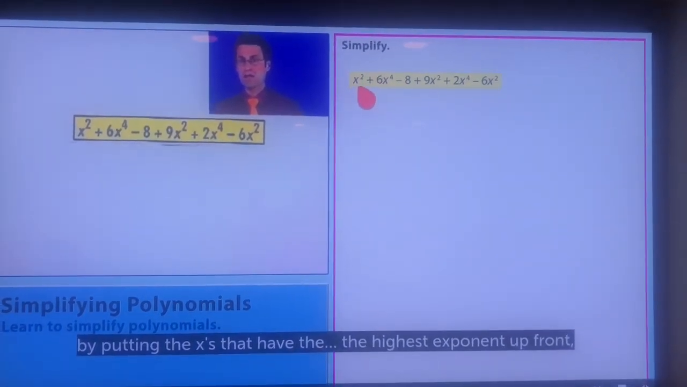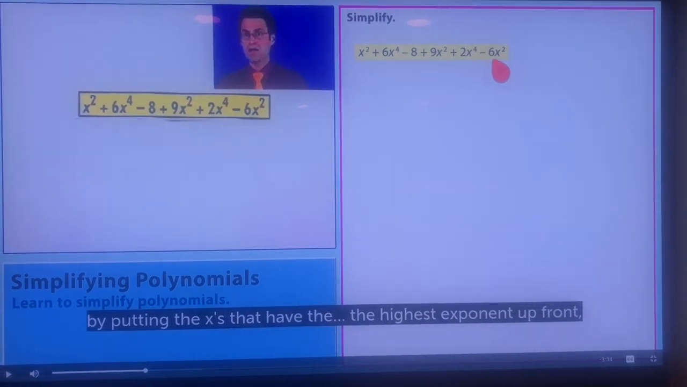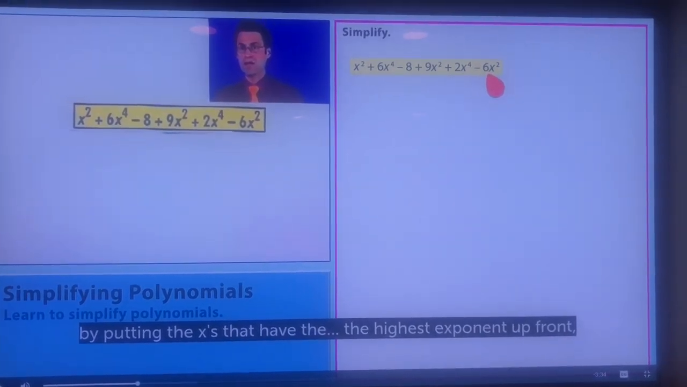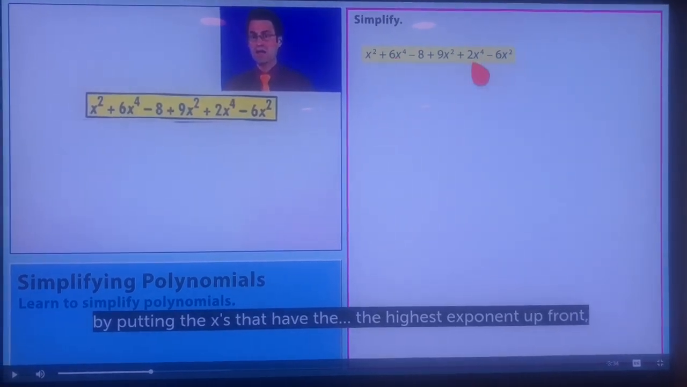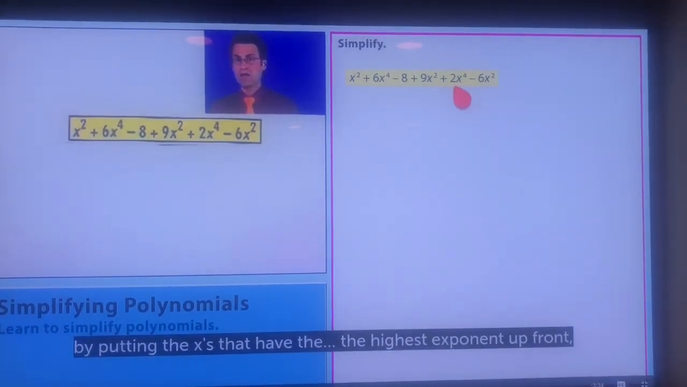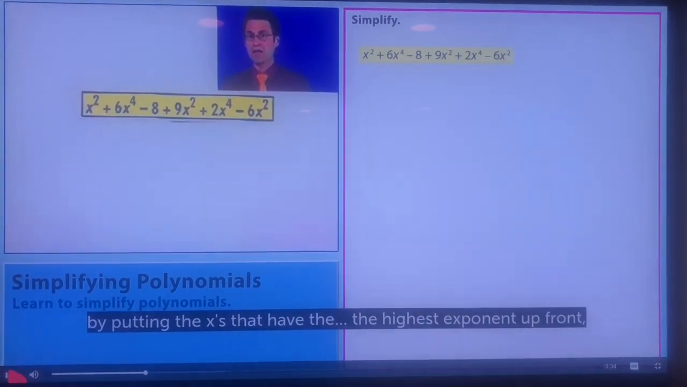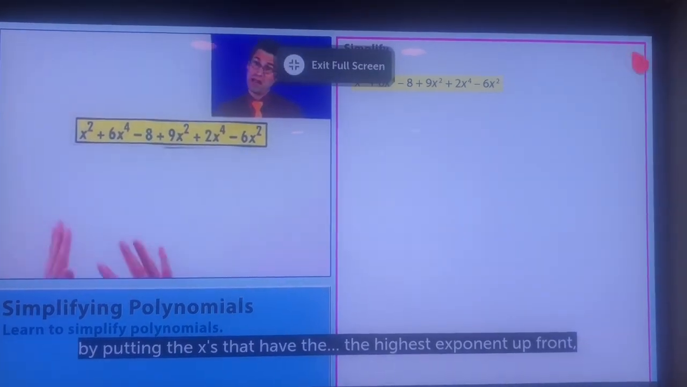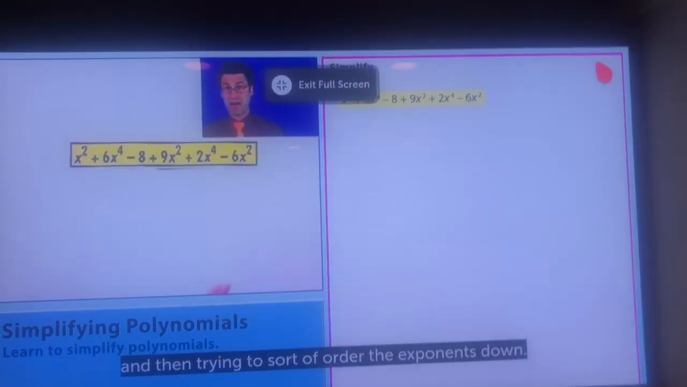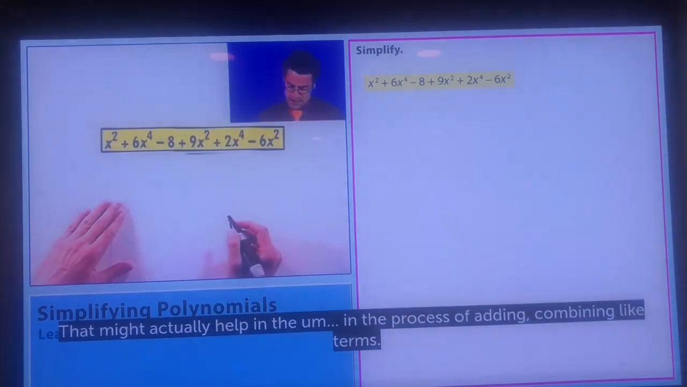So you see you have x squared, 9x squared, negative 6x squared. We're going to combine them. 6x to the 4th, 2x to the 4th, combine them, and then the constant negative 8 will stand alone. Watch. The highest exponent up front, and then trying to sort of order the exponents down. That might actually help in the process of combining like terms.